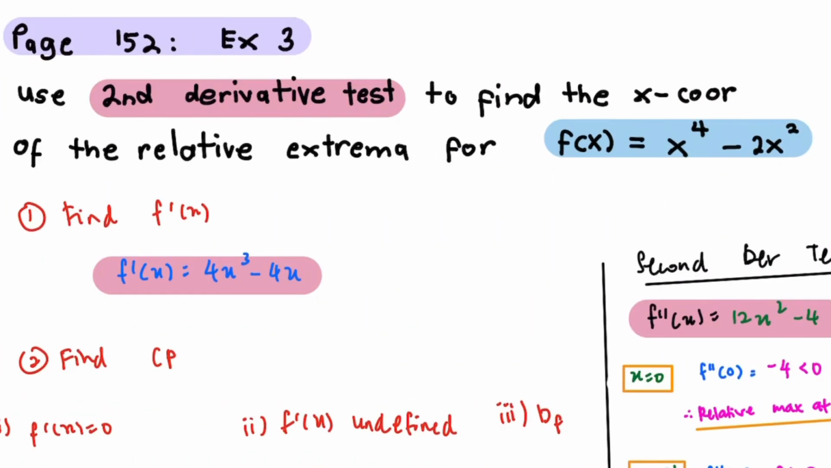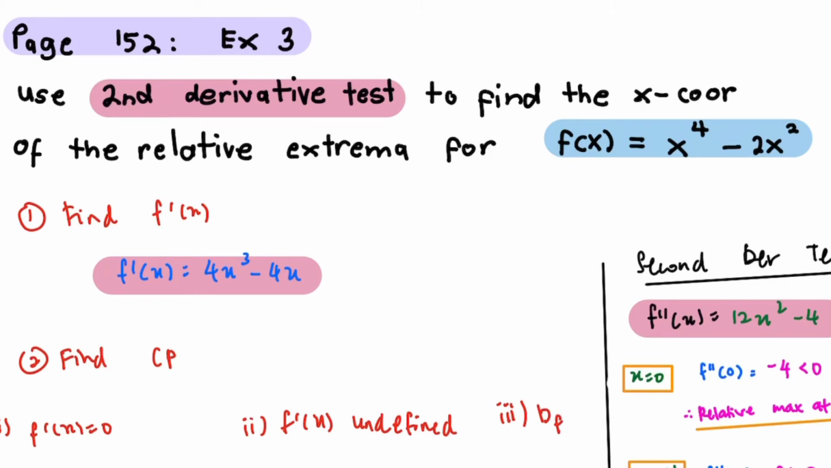Let's apply that in this example here. Use the second derivative test to find the x coordinate of the relative extrema for the function x to the power of 4 minus 2x squared. You have 4 steps that you need to follow. The first one, find f prime x. The second one, find your critical points. The third one, test using the second derivative test. And finally, conclude your answer.